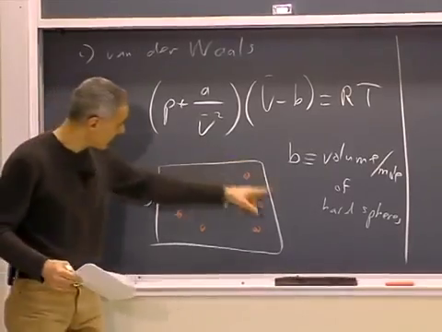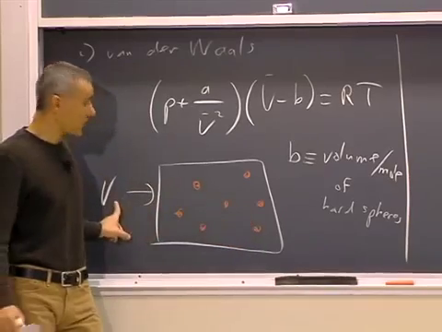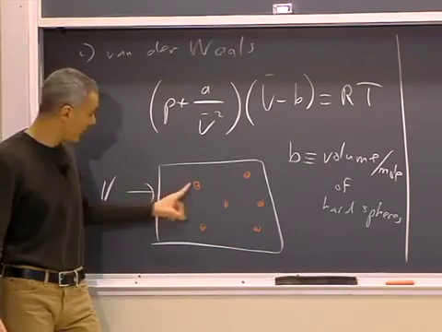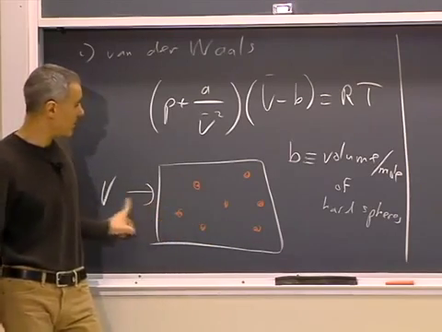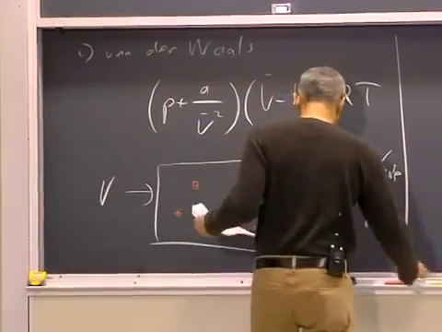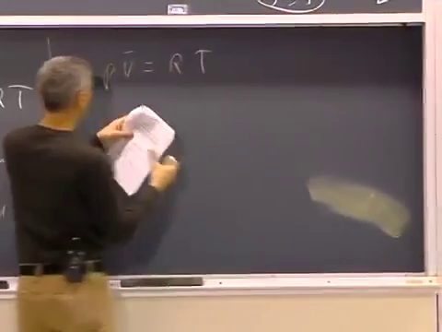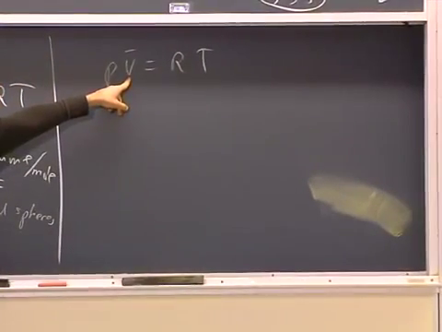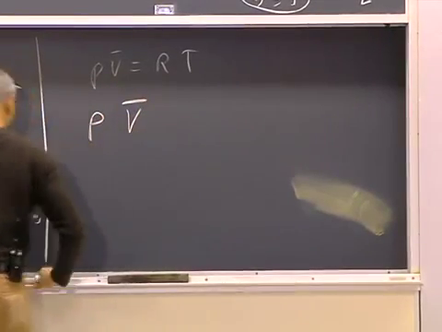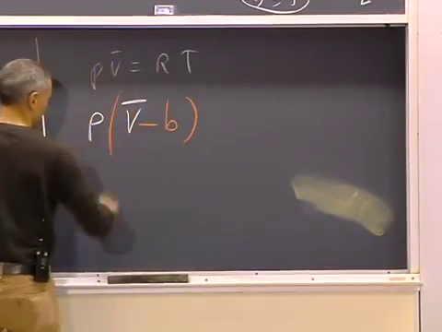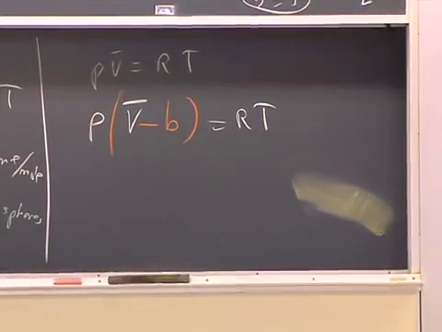So the volume that's available to any one of those spheres is actually smaller than V, right? Because you've got all these other little spheres around. So the actual volume seen by any one of those spheres is smaller than V. And so when we take our ideal gas law, P V bar is equal to RT, we have to replace V bar by the actual volume available to these hard spheres. So instead of V bar, we write P times V bar minus B equals RT. OK, that's the hard sphere volume of the spheres.